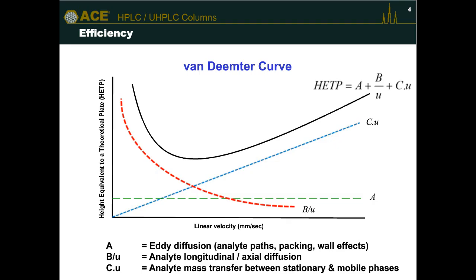The C term is related to mass transfer, and again, this is why we hypothesized that the C term was the most significant contributor when looking at a solid core particle versus a fully porous one, because now we have much shorter diffusion paths. And for large molecules, this still is a very strong variable.